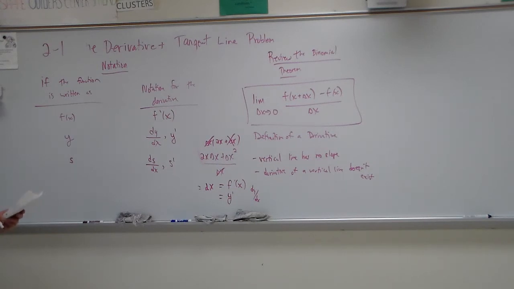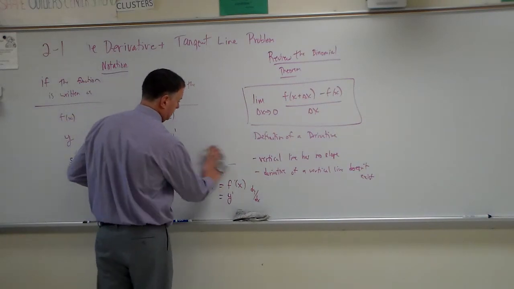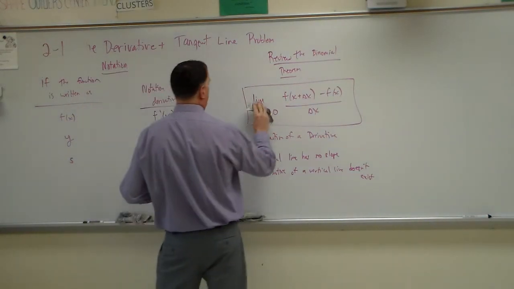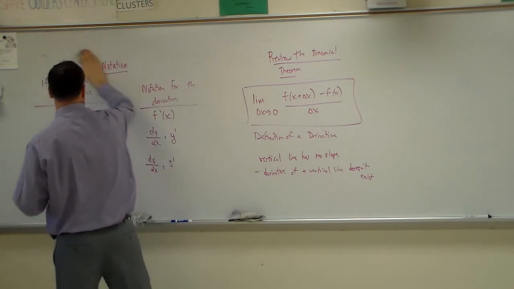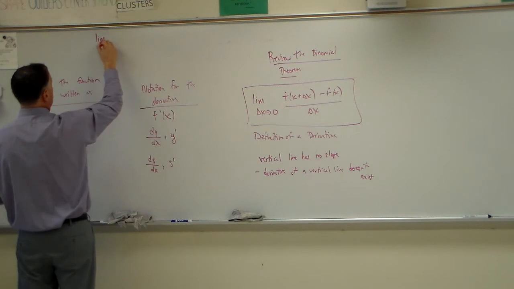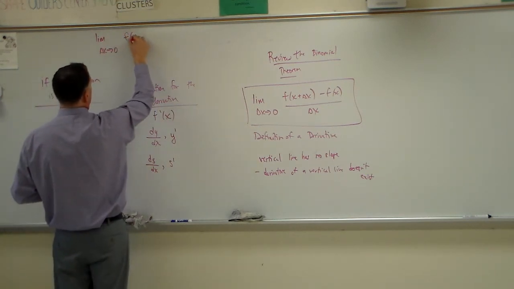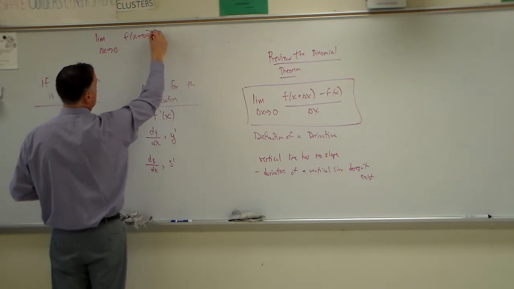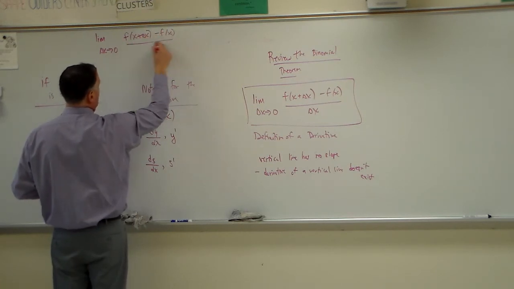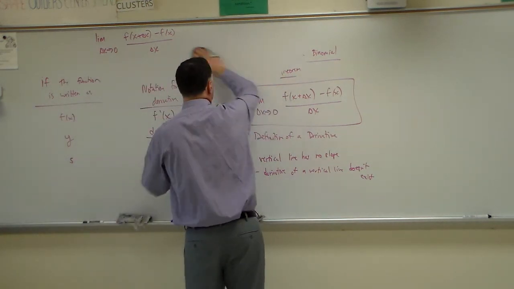But let's look at another example. Let's do an easy one. I'm going to rewrite this up top here so you guys can see it when we do these. Okay, we have the limit as delta x goes to 0, f of x plus delta x minus f of x over delta x. We're going to do an easy one.